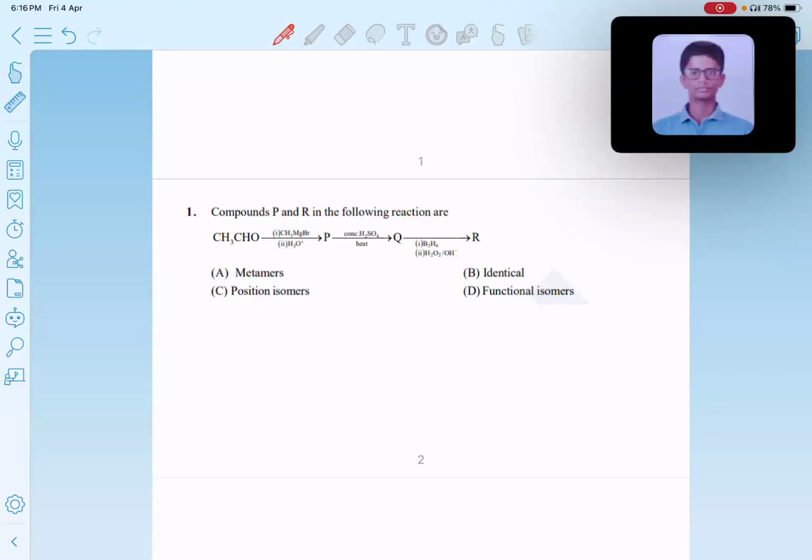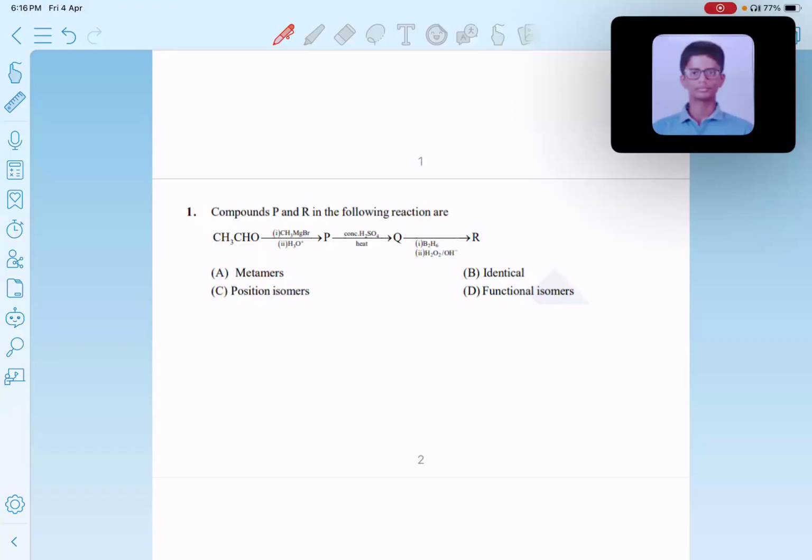Compounds P and R in the following reactions. The reaction is given. CH3CHO, an aldehyde, reacts with methyl magnesium bromide, a Grignard reagent, followed by hydrolysis, gives compound P. Then compound P is treated with concentrated sulfuric acid to give compound Q. Then compound Q is treated with diborane, followed by oxidation with hydrogen peroxide, gives compound R.